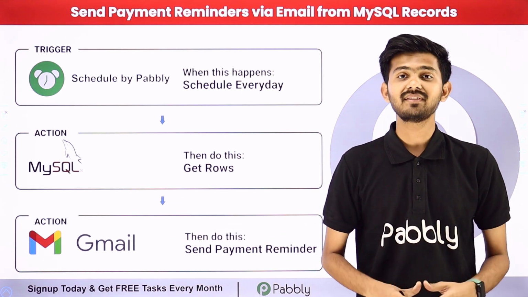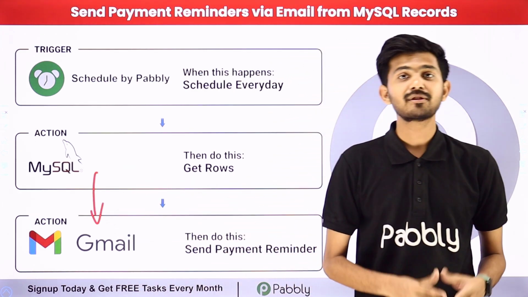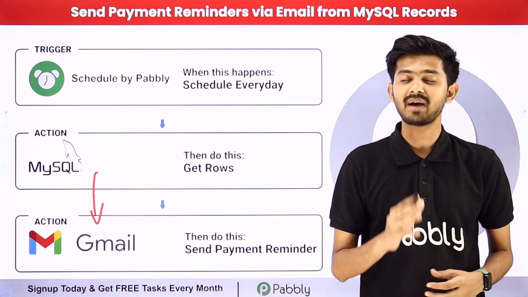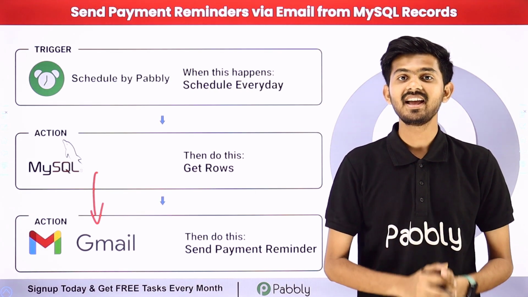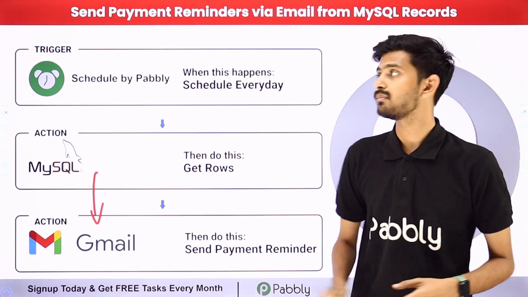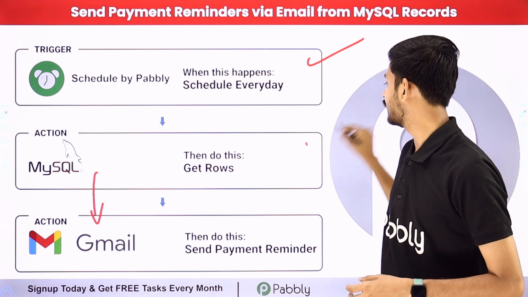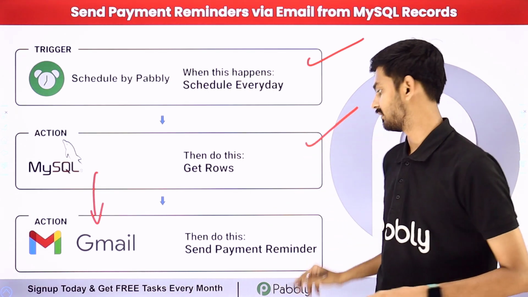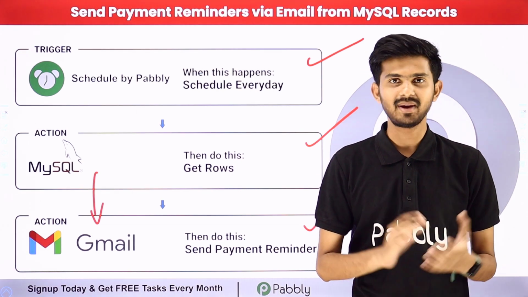So for my objective, I have to build a connection between MySQL and Gmail. For building this connection, I'm going to use Pabbly Connect, which is an amazing software for automation and integration. In Pabbly Connect, I have to set up my trigger and actions. In trigger, I'm going to use Schedule by Pabbly. In action, I'm going to use first MySQL, and then Gmail. So how am I going to build this connection? For that, let me take you to my computer screen.